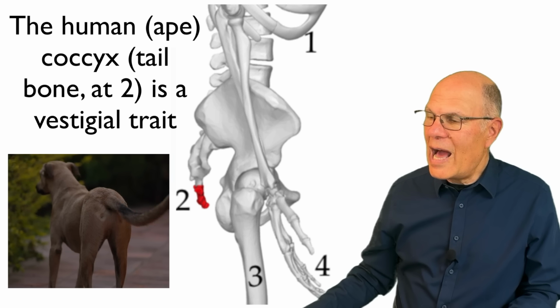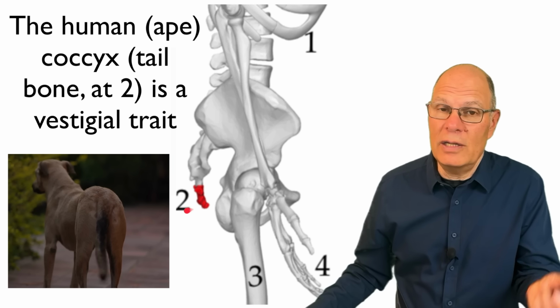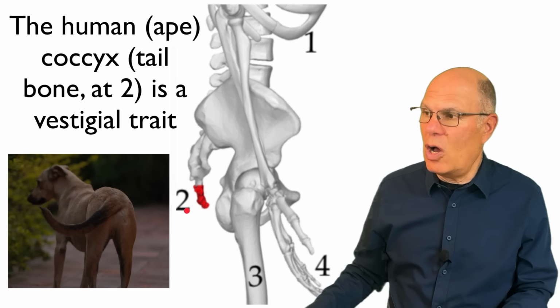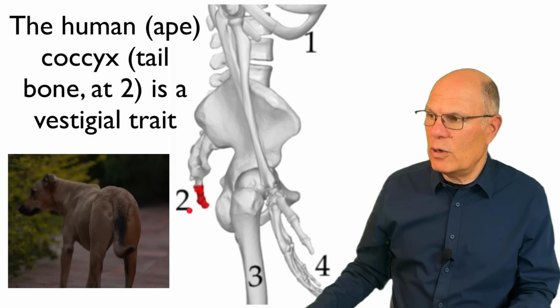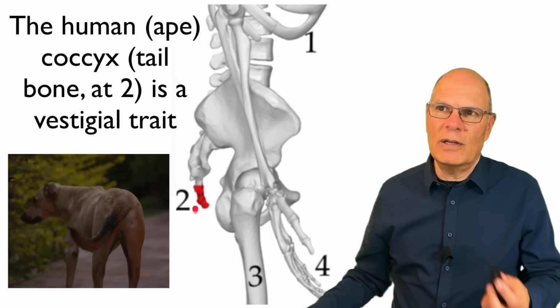We have a coccyx, a tailbone. This is homologous to the tails of cats and dogs and other vertebrates, other mammals. We lost it in the course of our primate evolution into one of the great apes.